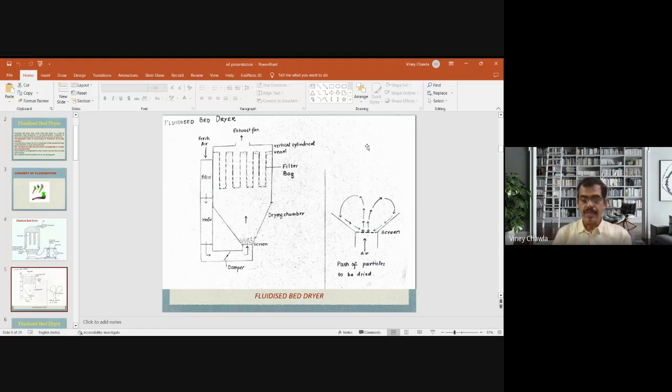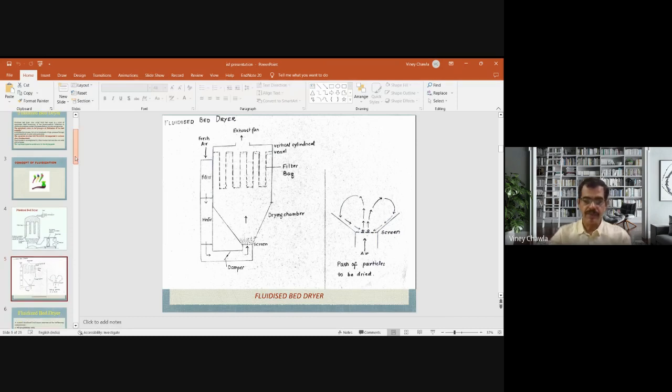So turbulence can easily be seen. The more the turbulence, the easier the transfer of heat and mass that can take place. And that way we can achieve excellent drying rates using this fluidized bed dryer.